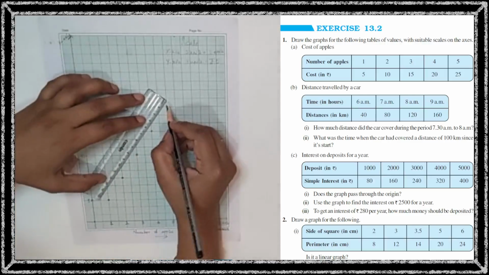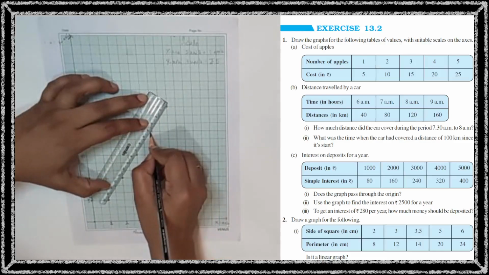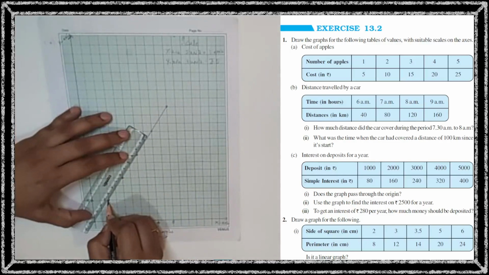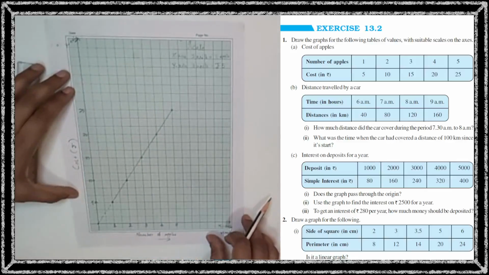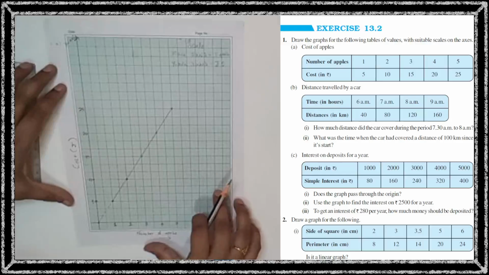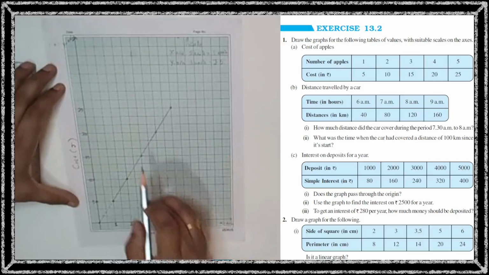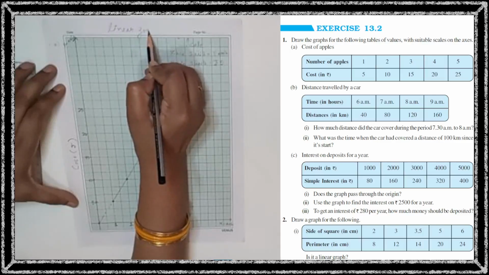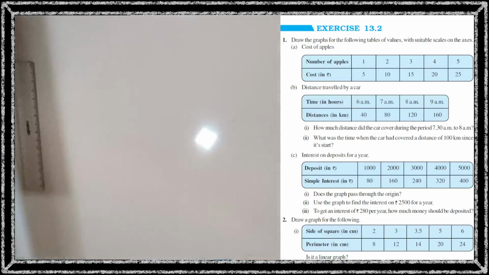So you can see that when I join these points, point by point, I'm actually taking 2 points at a time, you will see that it is a straight line. There is no broken line here. Such type of line graphs are called linear graphs. This is an example of a linear graph, right? So that is your first sum.